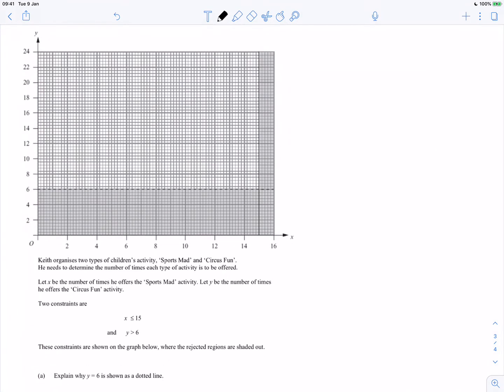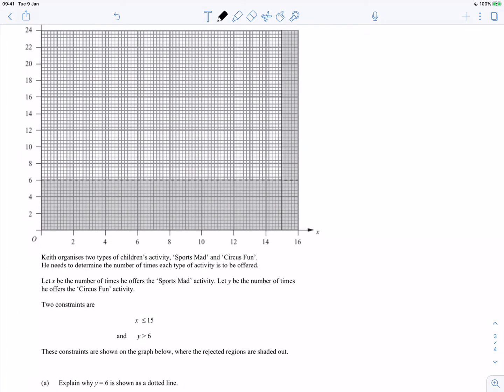Okay. Keith organises 2 types of children activity, sports mad and circus fun. He needs to determine the number of times each type of activity is to be offered. So again, we've got a discrete case where we must have integer solutions for x and y. We can't have x is 0.2 or something like that. Okay, let x be the number of times he offers the sports mad activity, and let y be the number of times he offers circus fun. The 2 constraints are as follows: x is less than or equal to 15 and y is greater than 6.